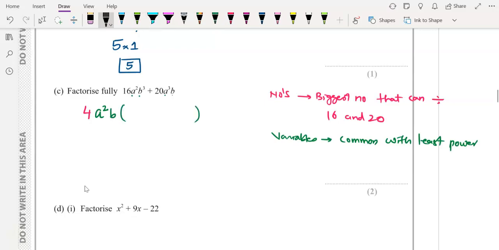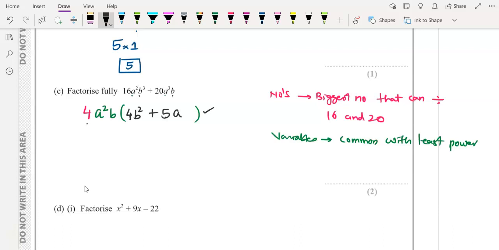Now, 4 times which number is 16? So 4 times 4 is 16. A square is out. Out of b cube, you took only a b out, so you're left with b square. Plus, 4 times which number will give you 20? So 4 times 5 is 20. A cube, we took a square out, so left with the a. You had only a b, which is already out. So this is our final answer. It cannot be factorized further.